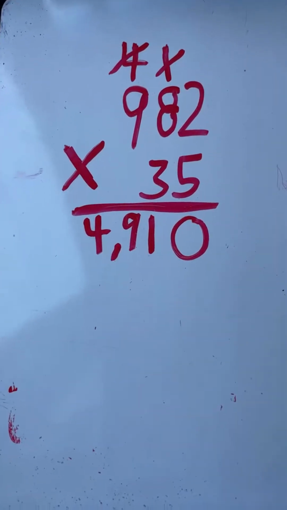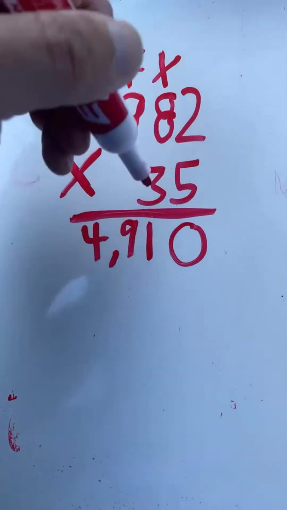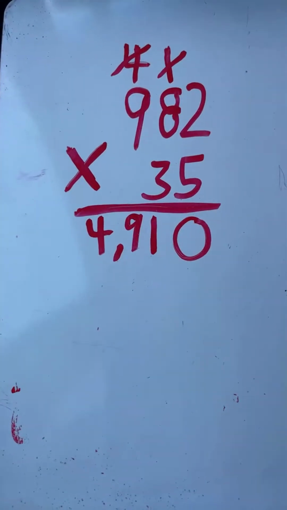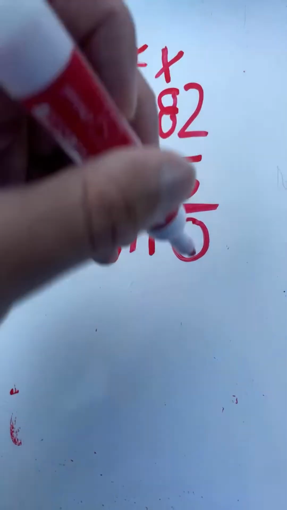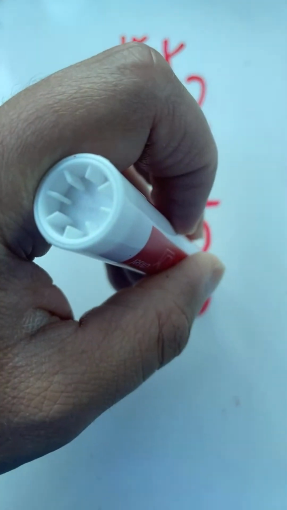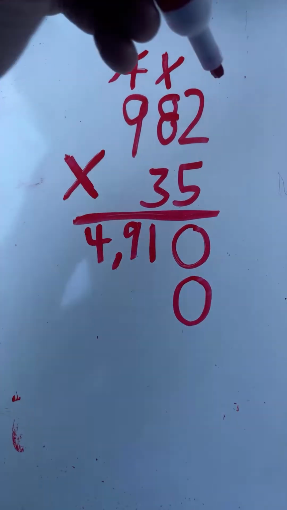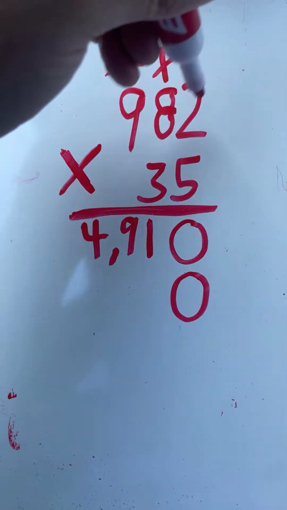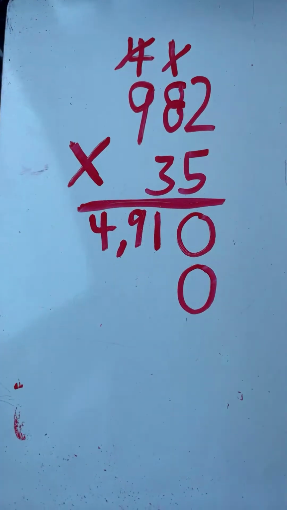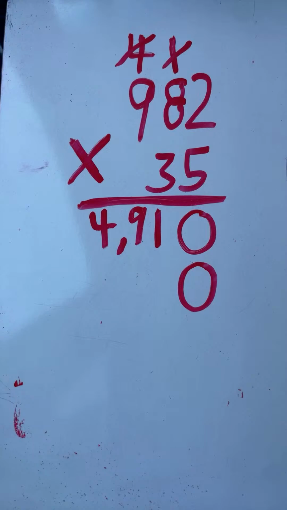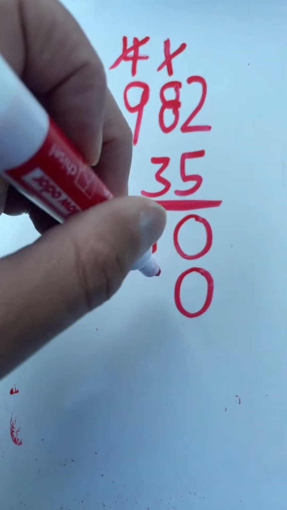Next, we got to multiply the top 3 digits times the bottom digit in the tens place. And since both digits in the ones place have been multiplied, we are going to put a 0 in the ones place. All right, next, 2 times 3, we have to multiply 2 times 3. 2 times 3 equals 6.